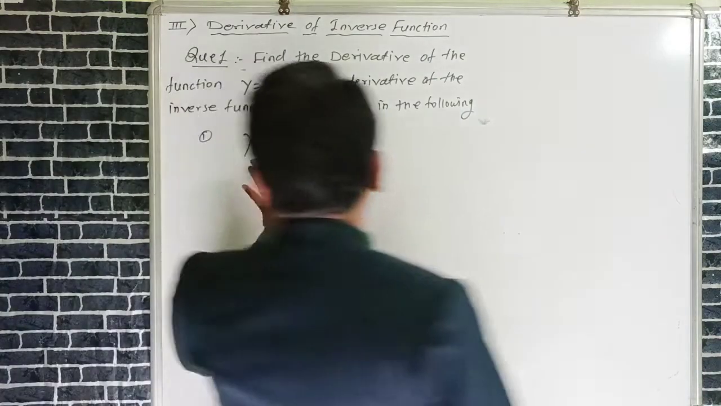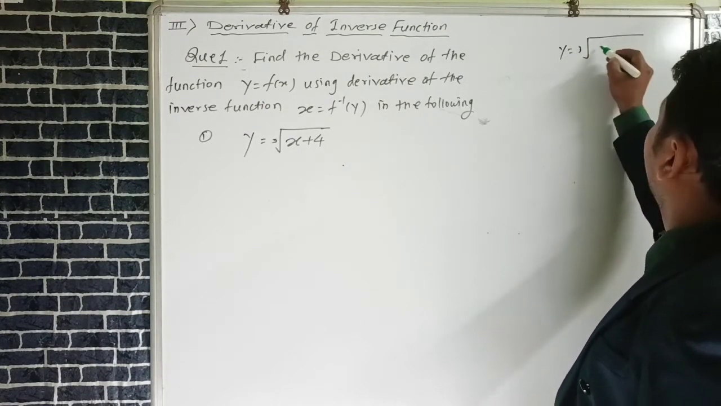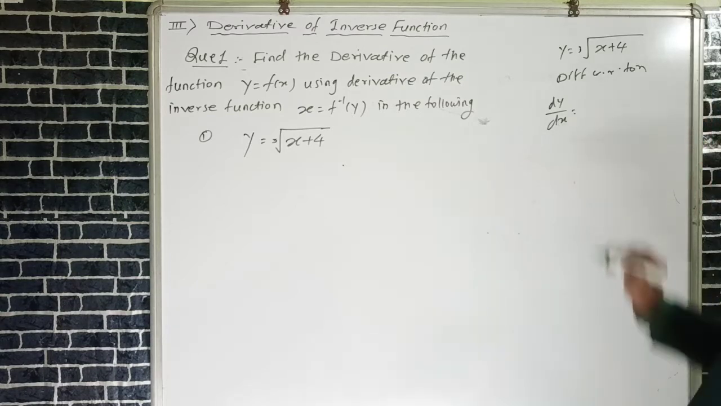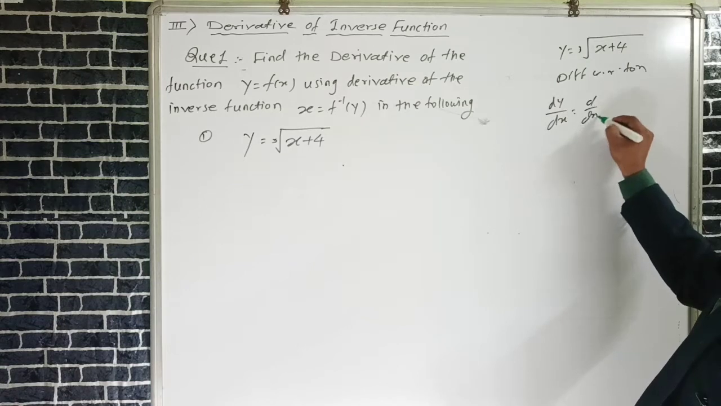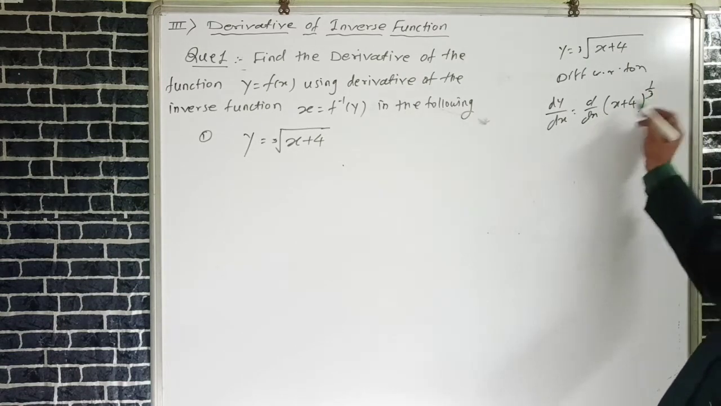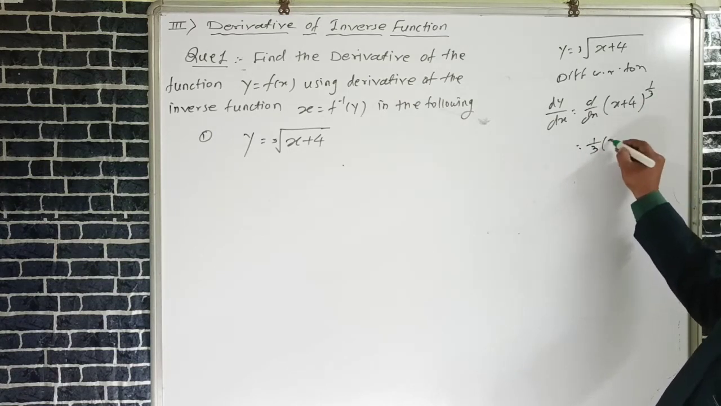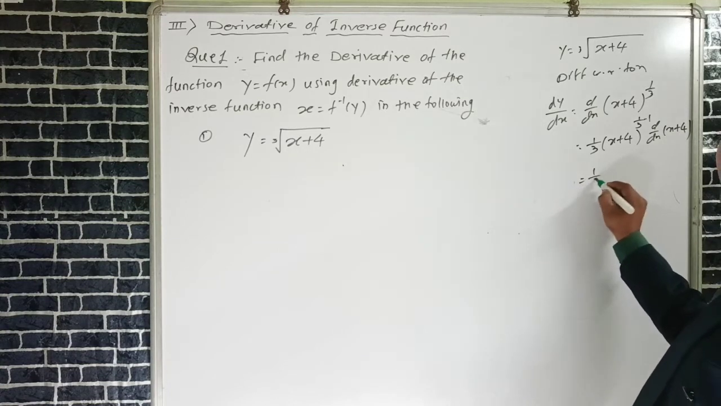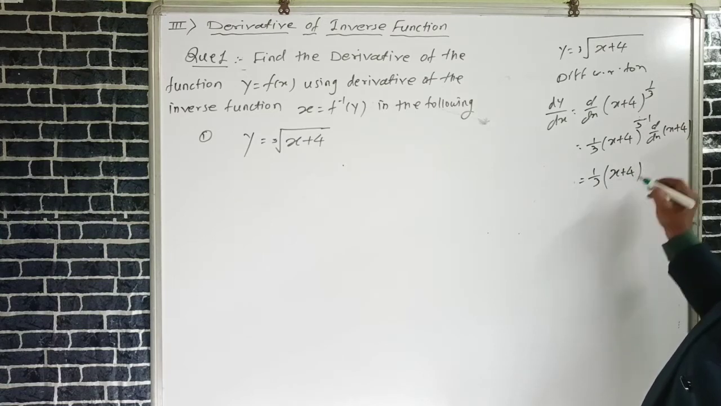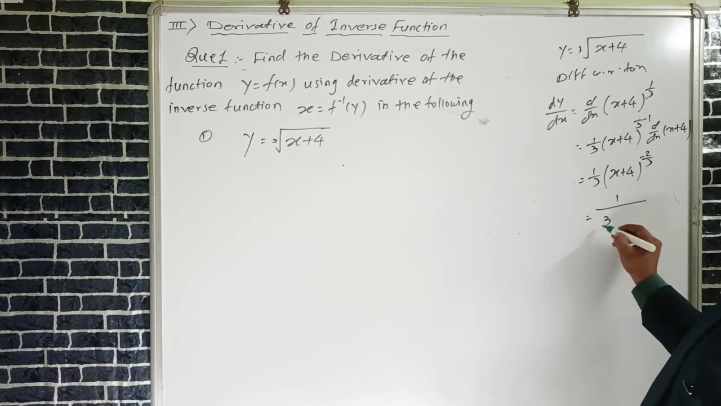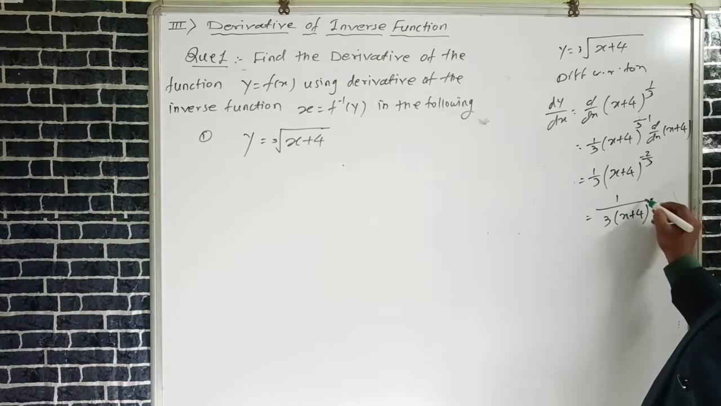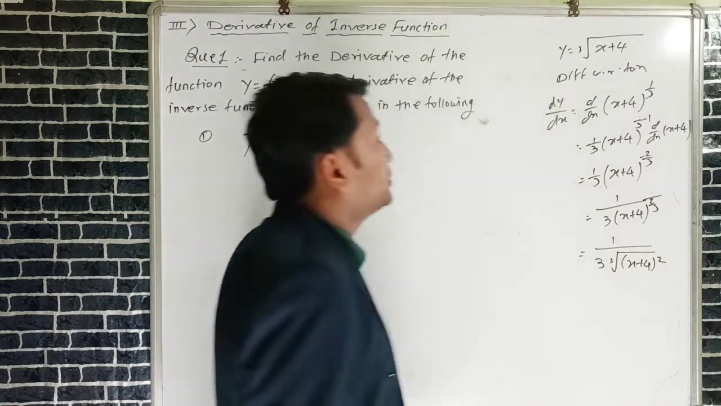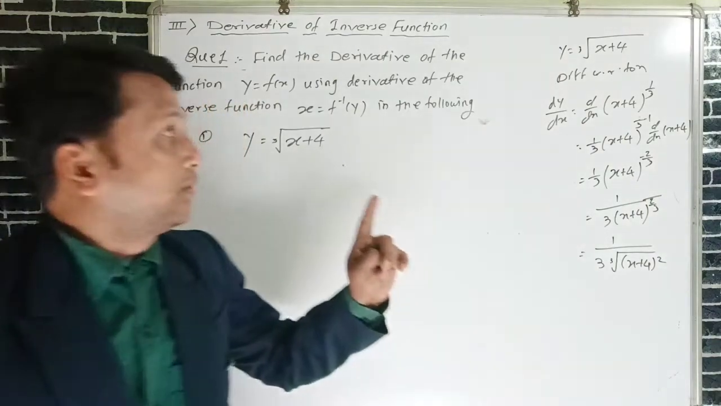If we find the derivative of this function y is equal to cube root of x plus 4 with respect to x, we get dy by dx. The cube root of x plus 4 can be written as x plus 4 whole raised to the power 1 by 3. Using the derivative of f of x raised to the power n, we write 1 by 3 into x plus 4 whole raised to the power 1 by 3 minus 1, into the derivative of x plus 4. 1 by 3 minus 1 is minus 2 by 3. So it is equal to 1 upon 3 into x plus 4 whole raised to the power 2 by 3, or 1 upon 3 into cube root of x plus 4 whole square, which is the required derivative of the given function.